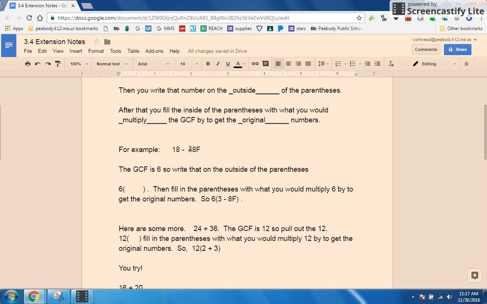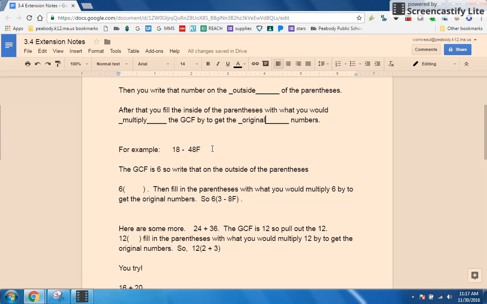So the example that I have is 18 minus 48f. First of all, think to yourself and see if you could tell me what type of expression this is. If you're thinking algebraic, then you are correct. So that's good because it has a letter in it. Okay, so what you would do is you have to find the greatest number that can fit into 18, multiply to get 18, that can also multiply to get 48 that they have in common, and that number is 6.